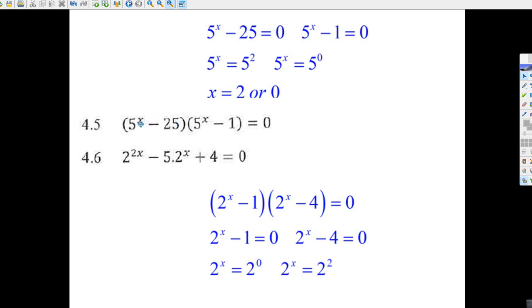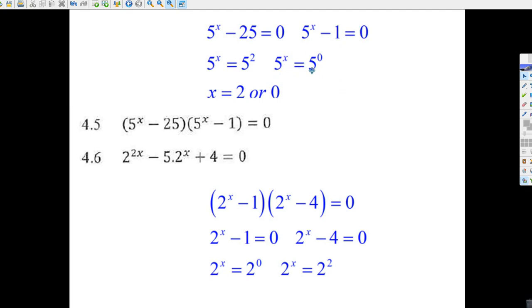All that has to happen is that this 5 to the x minus 25 has to equal 0, and that'll make the product 0. So you add 25, you get 5 squared. 5 to the x equals 5 squared, so x must equal 2. 5 to the x minus 1 equals 0. Well, that's just got to equal 0, this part here. That'll make it true. So 5 to the x minus 1 equals 0. Then 5 to the x must equal 1.